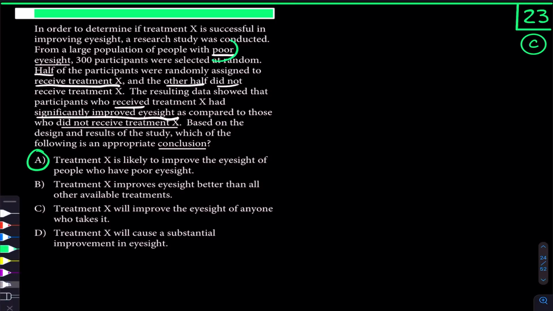Because we took the people that had poor eyesight, we gave half of them the treatment, and those who got the treatment showed significantly improved eyesight compared to those who did not. Choice B says it improves eyesight better than all other available treatments, and nowhere in the study did it talk about other treatments, so no. Choice C says treatment X will improve the eyesight of anyone who takes it. No, the study talked about people who had poor eyesight. And then choice D says treatment X will cause a substantial improvement in eyesight. Yet, maybe for people who have poor eyesight.